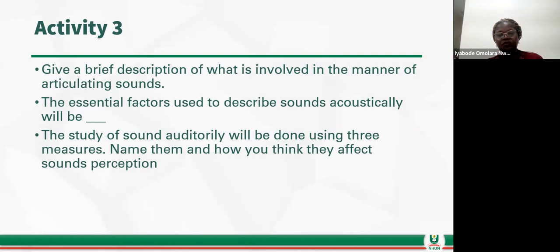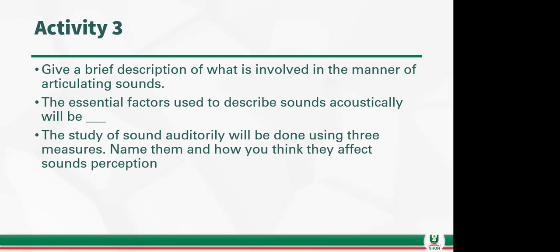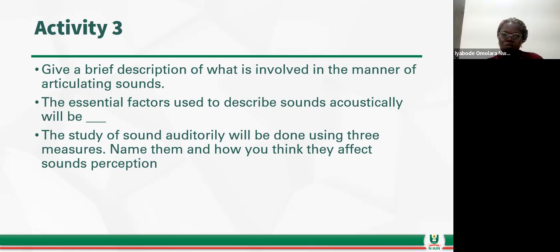So please, let's just take note of this since I always say, but I said name them and how you think they affect sound perception. So what do you think they do to sound perception? Hello? Who wants to tell us that? How they affect sound perception is that they signal to the brain through the parts of the ear, which is the outer ear, the middle, and the inner ear. Okay. How do you think these three measures affect sound perception?